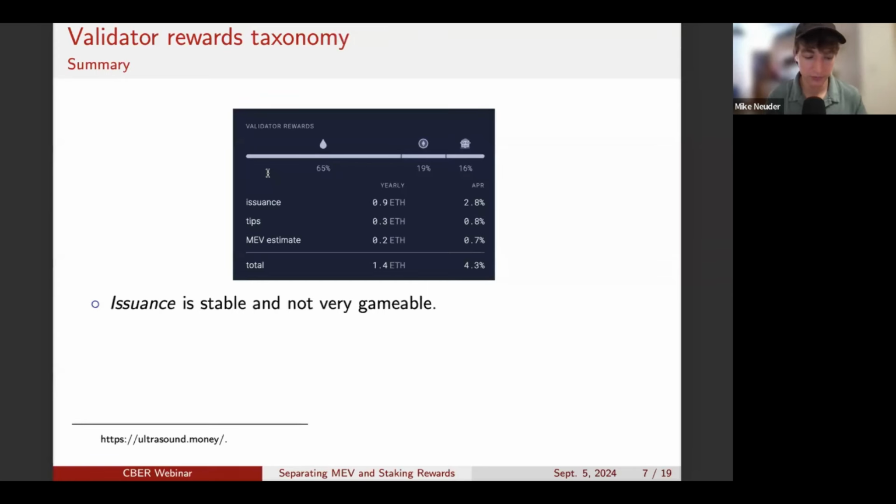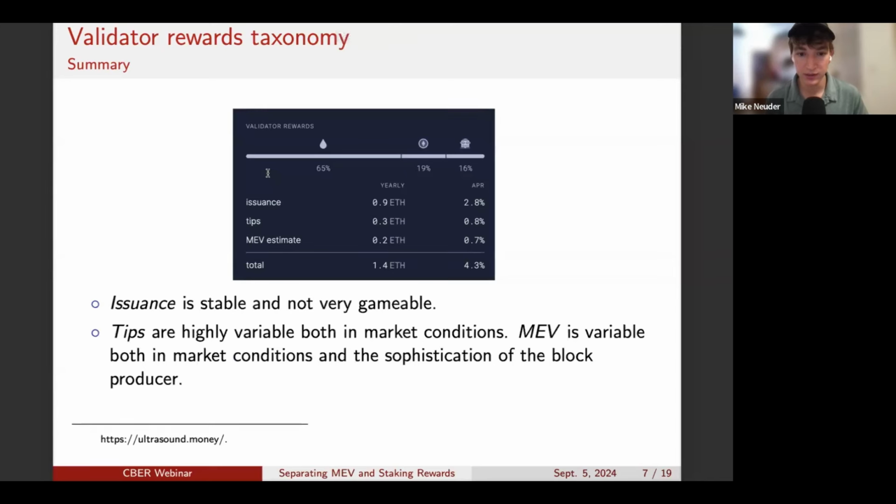So the key takeaways here: issuance is stable, not very gameable. Tips are highly variable in market conditions. This is a typo, it should just say in market conditions. And MEV is variable both in market conditions and the sophistication of the block producer. So that's the takeaway.